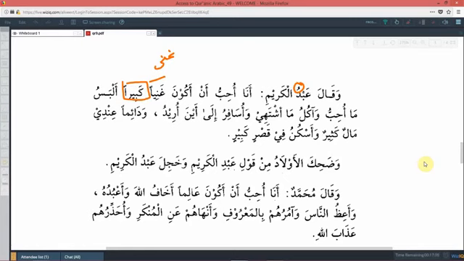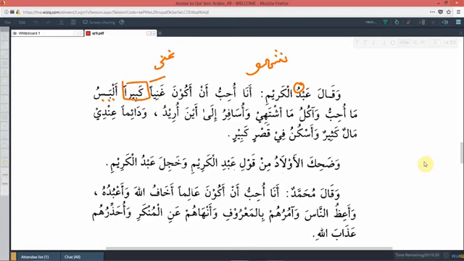Albasu from Lam Ba Sin, to wear or to dress. Albasu ma uhibbu, I wear what I want. Wa akulu ma ashtahi, and I will eat. Akulu ma ashtahi, I will eat what I desire. From Sheen Ha Wow, meaning to desire or covet. Akulu ma ashtahi, I will eat what I want to eat, whatever I desire.